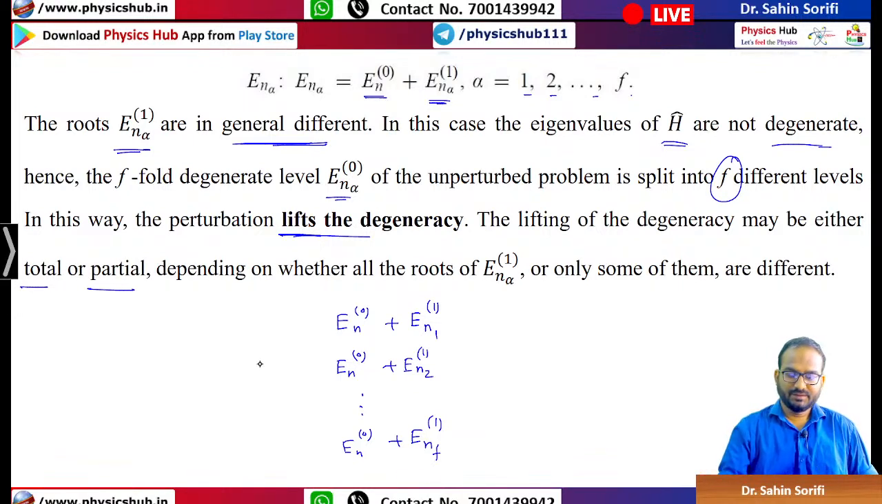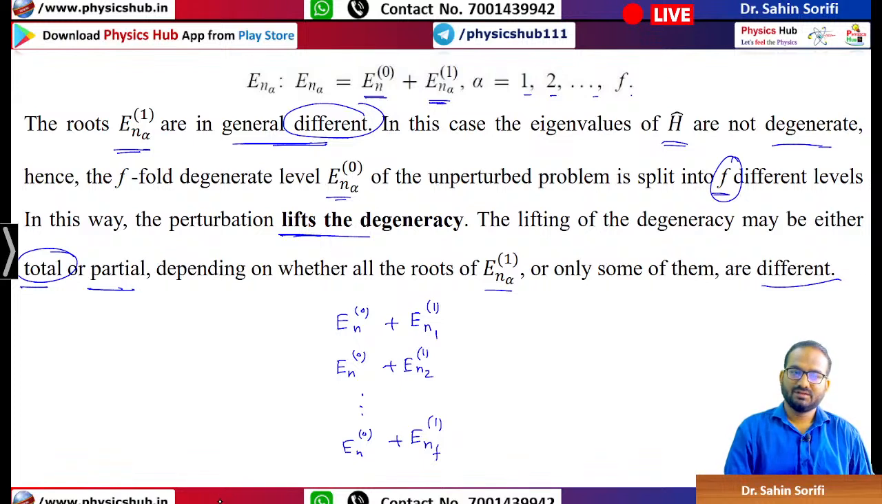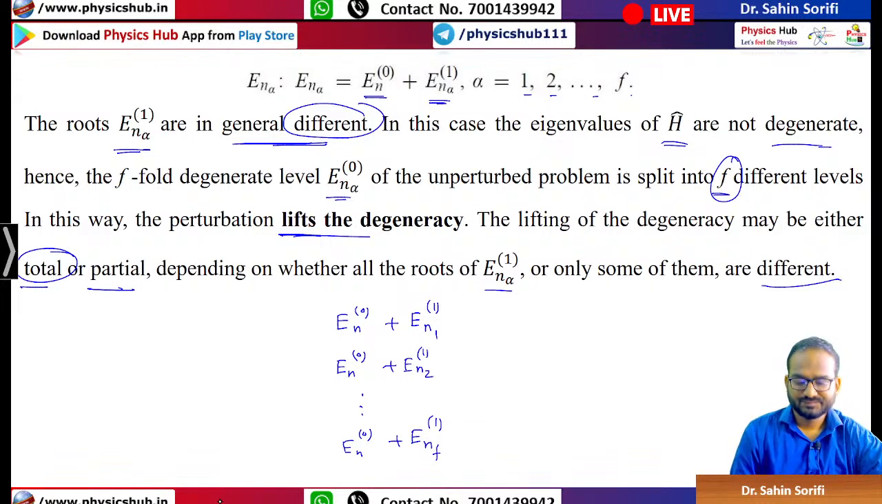Sorry guys. So you see, the purpose of the perturbation is to lift the degeneracy. If all the values are distinct or different, then it is the complete lifting of degeneracy. The lifting of degeneracy may be either total or partial. Total means F different values, whether all roots of E_n^α(1) or only some of them are different. So it may be partial lifting or complete lifting.